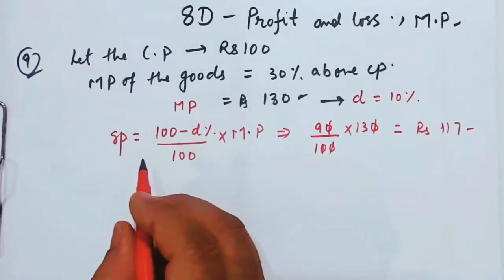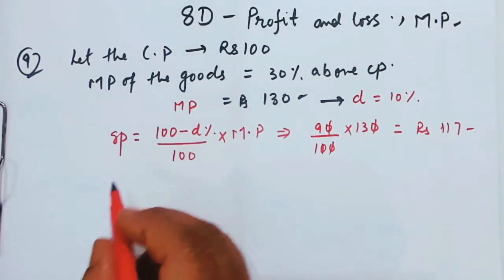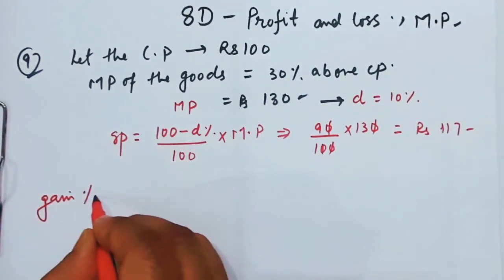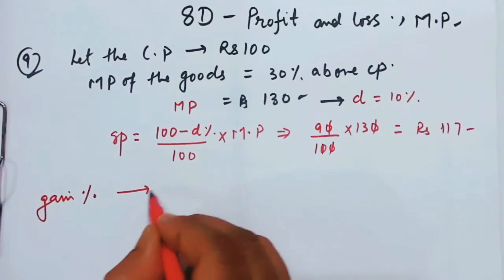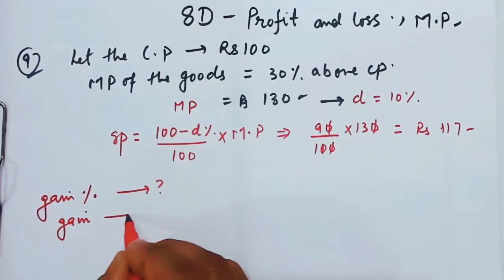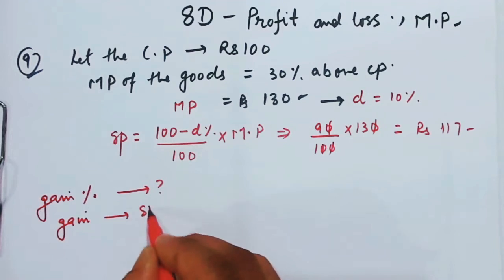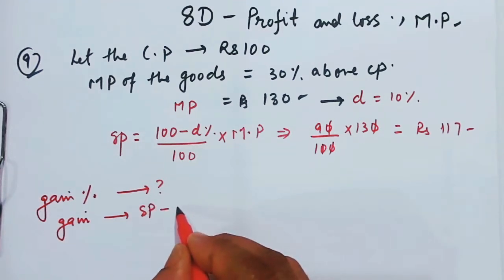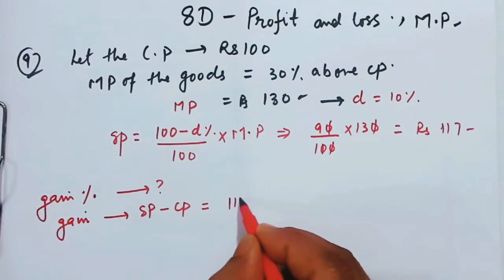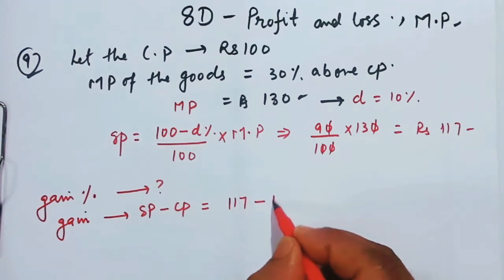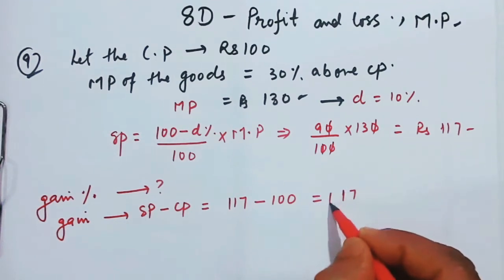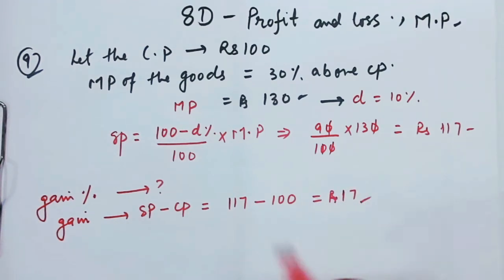Are they satisfied? No, they are not satisfied. They want the gain percent. If they are asking for the gain percent, first find the gain. Gain is equal to selling price minus cost price. Selling price is 117, cost price is 100, so rupees 17 is your gain.